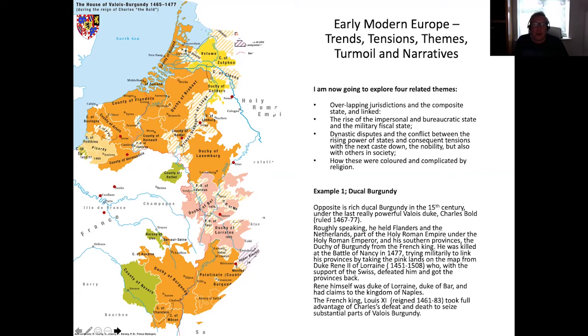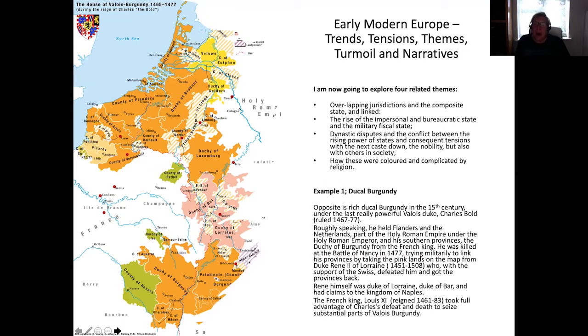All right. So during this period, states changed. Whereas you start with this kind of composite, shambolic, dynastic, inherited complexity, slowly a lot of states did actually consolidate. And that is a process that's ongoing at the end of the early modern period. And it continued well into the 19th and perhaps even into the 20th century.